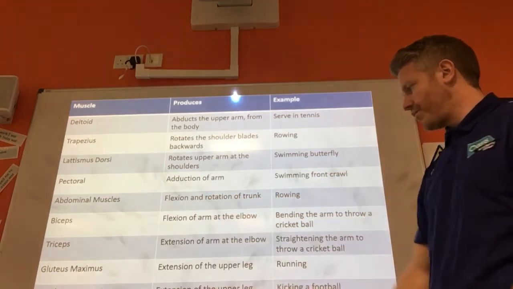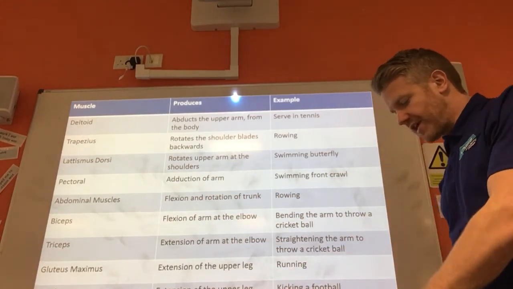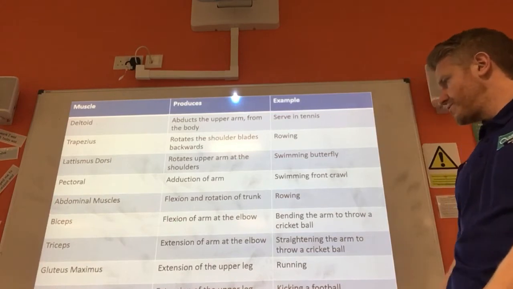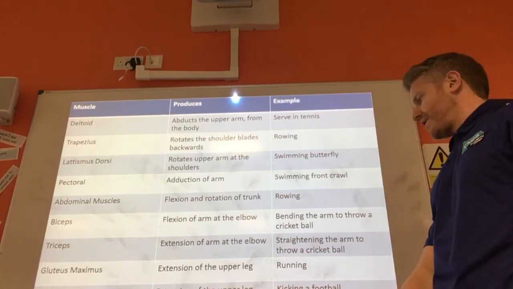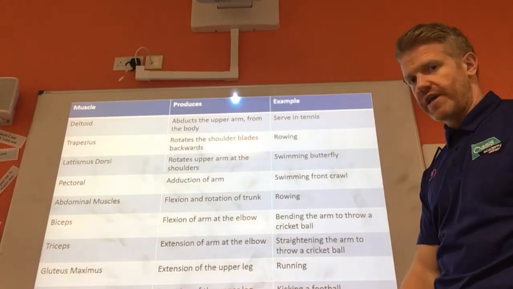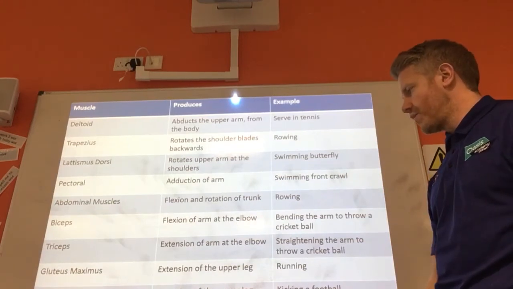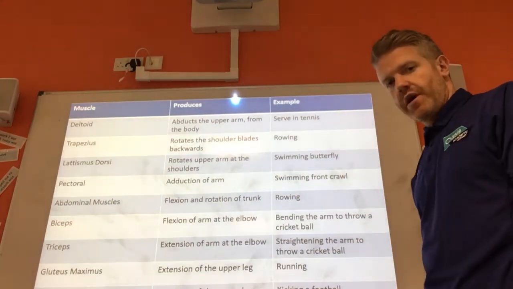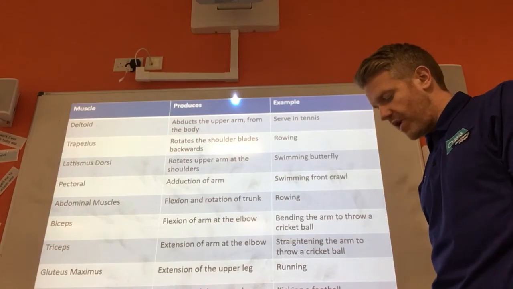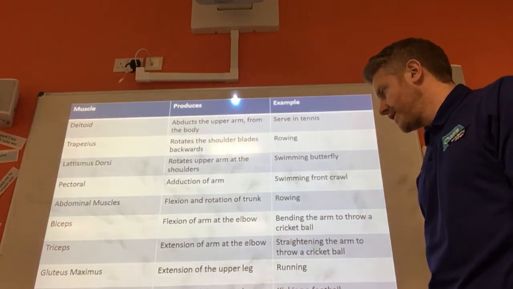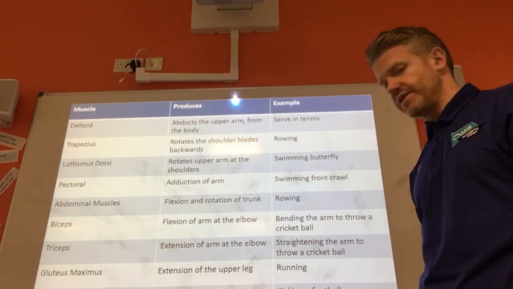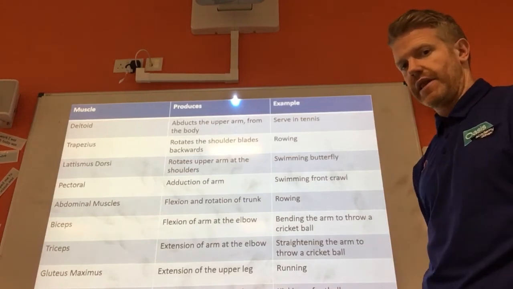Quadriceps, kicking a football. Okay, when we're actually kicking it, we're using our quadriceps. There's extension here, straight leg of the upper leg. When we bend to kick the ball, then now our hamstrings are contracting, and that is flexion of the leg at the knee, so that's bending the leg at the knee.